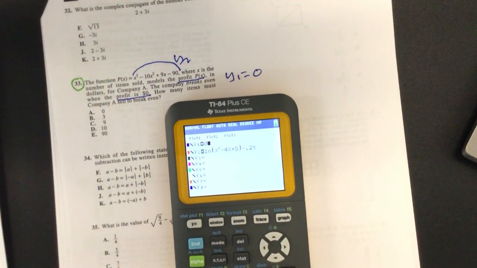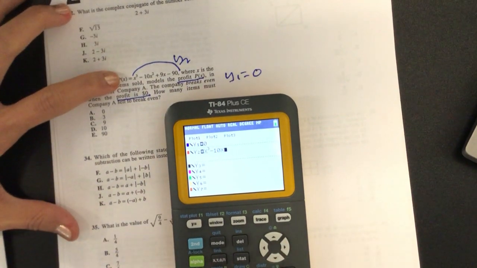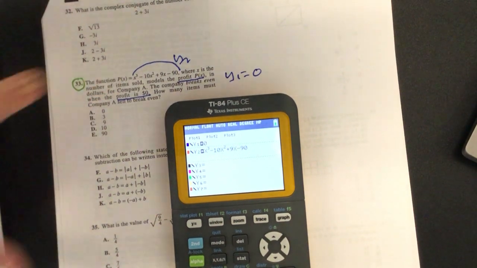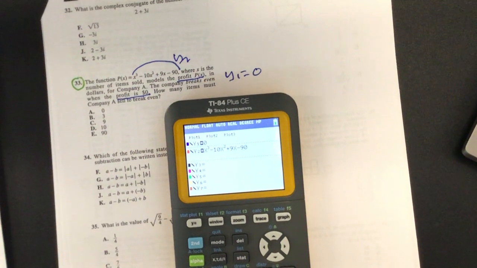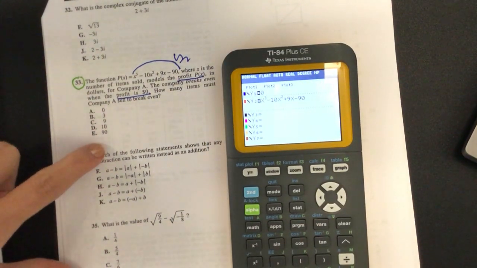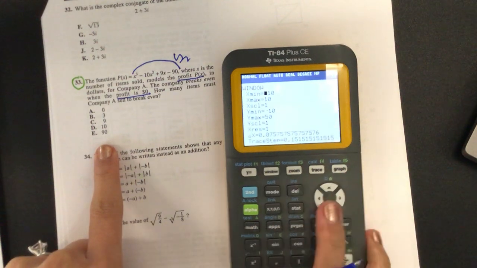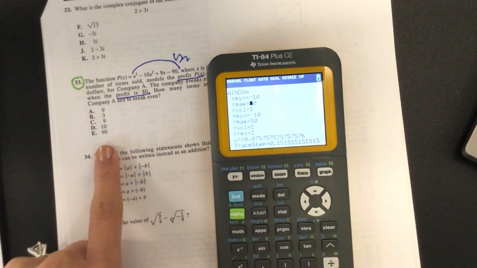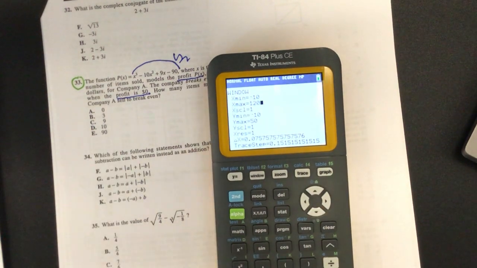So I'm going to type in 0. And then we have x cubed minus 10x squared plus 9x minus 90. And then what I would do from here is manipulate my table. If you look at the highest number is 90, it'll be clever on our end to make x maximum at probably 120-ish, something past 90. Otherwise, you won't see it.